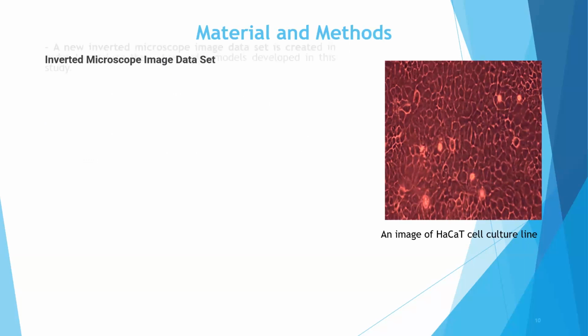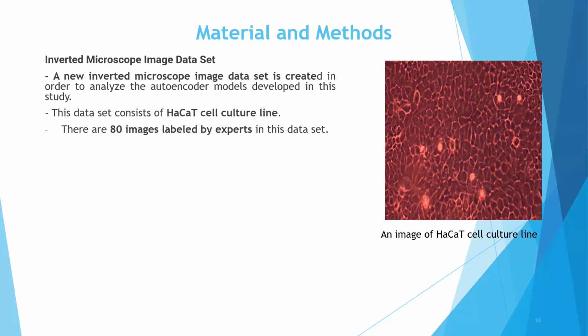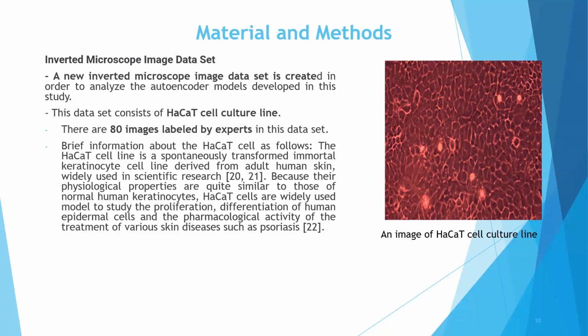An inverted microscope image dataset is created in order to analyze the autoencoder models developed in the study. This dataset consists of HaCaT cell culture line. There are 80 images labeled by experts in this dataset. Brief information about the HaCaT cells follows.